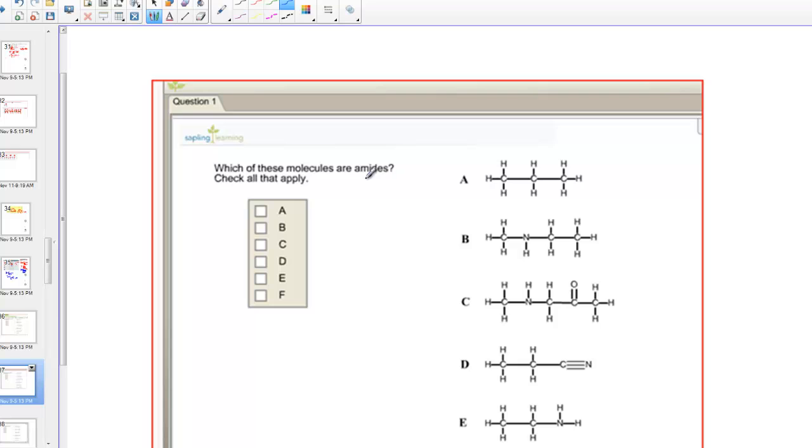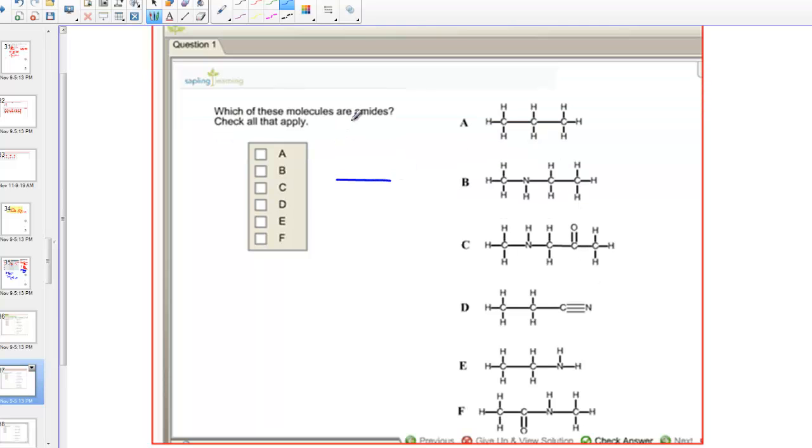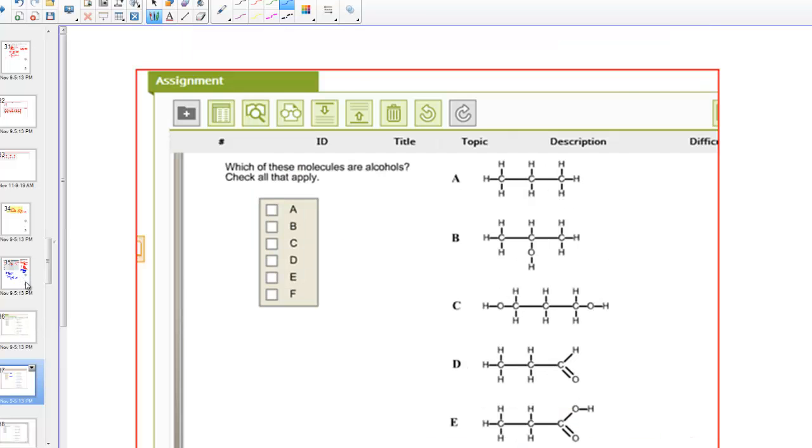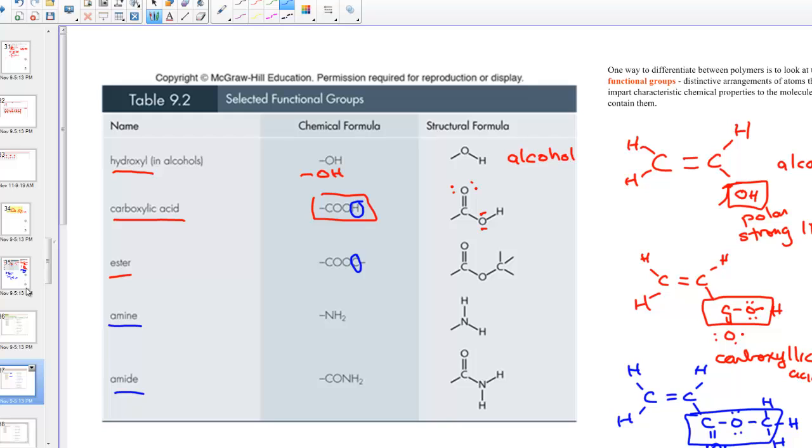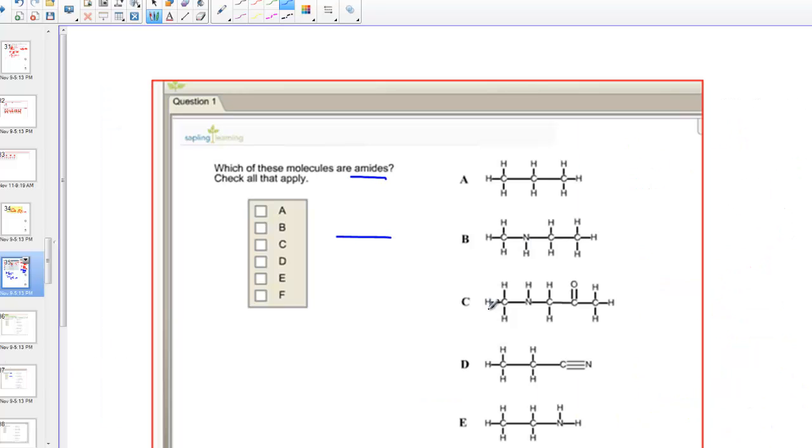You know, to look for an amide, what are we looking for in amides? And it might be handy to just pull that slide back up. An amide, we see, has a carbon double bond O, NH2. Carbon double bond O, NH2. So as we pull this up, do you see that structure anywhere? Carbon double bond O, NH2.